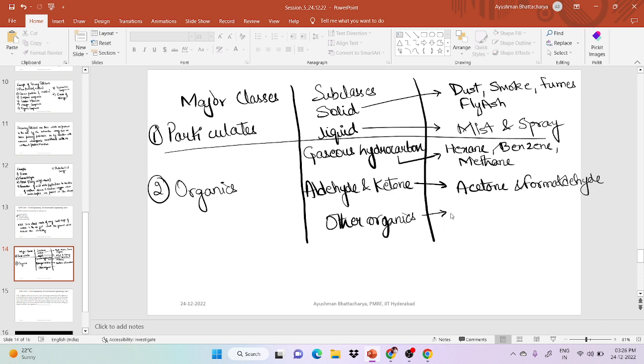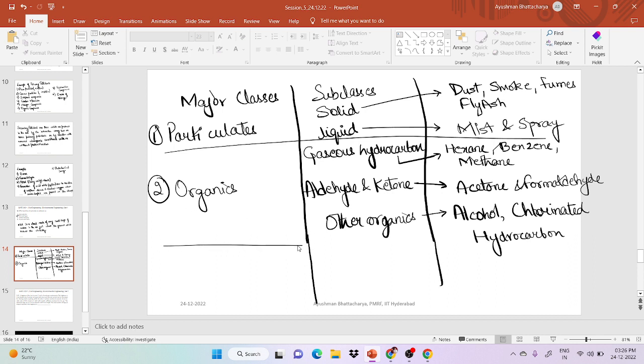In case of third, it is alcohol, chlorinated hydrocarbon. Now another third class is inorganic.